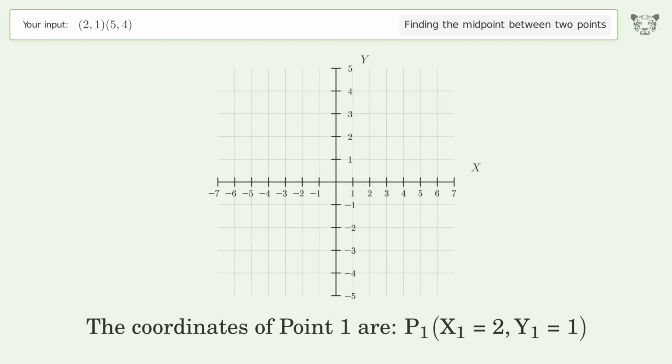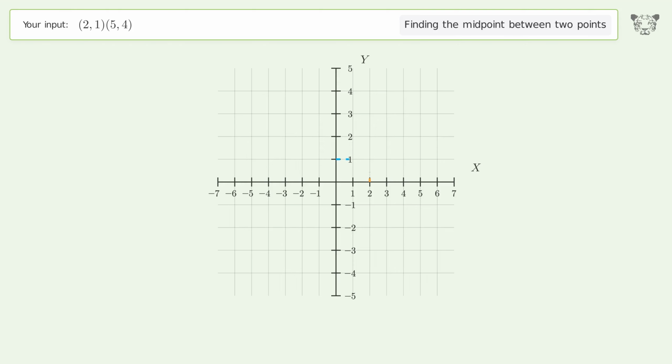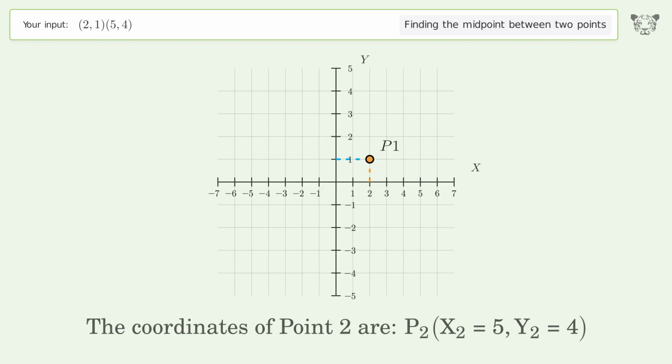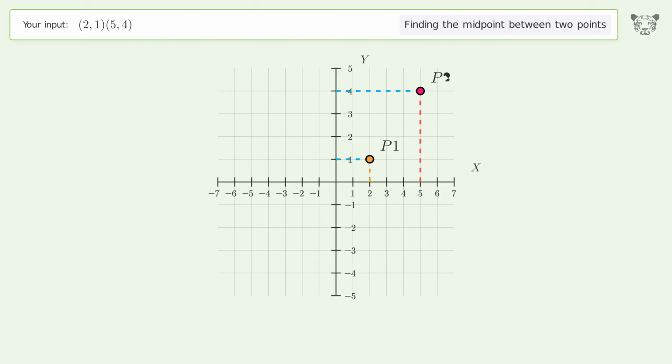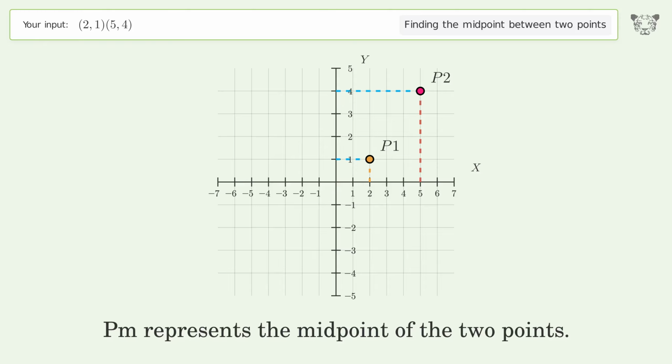The coordinates of point 1 are x1 equals 2, y1 equals 1. The coordinates of point 2 are x2 equals 5, y2 equals 4. PM represents the midpoint of the 2 points.